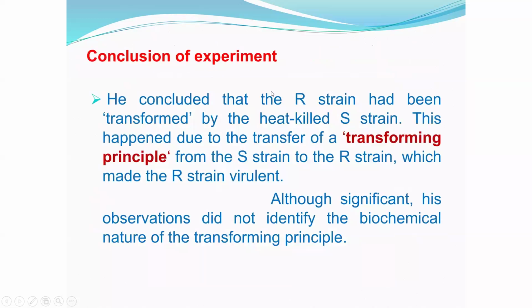The conclusion of this experiment is that he concluded the R strain had been transformed by the heat-killed S strain. This happened due to the transfer of a transforming principle from the S strain to the R strain, which made the R strain virulent. Although significant, his observation did not identify the biochemical nature of the transforming principle. He concluded that due to the transforming principle from the S strain to the R strain the mice die, but he didn't identify the biochemical nature of this transforming principle.